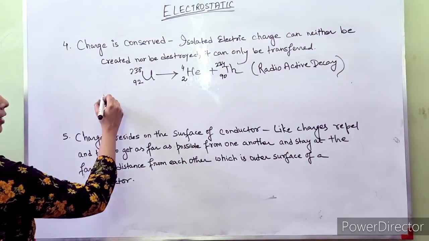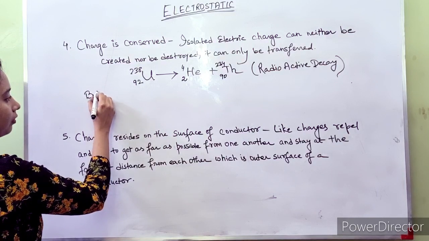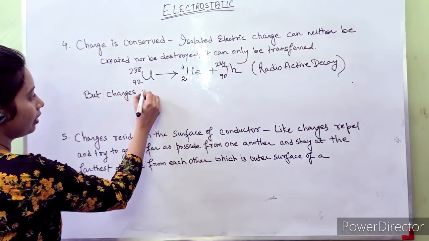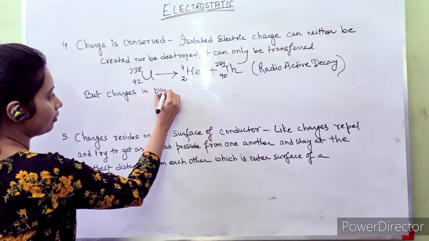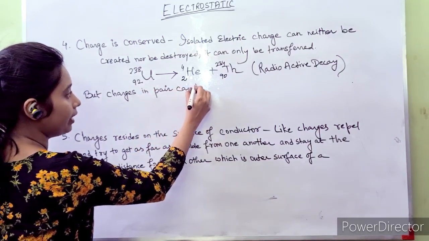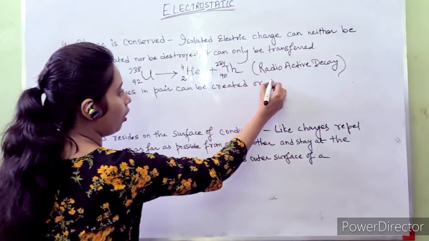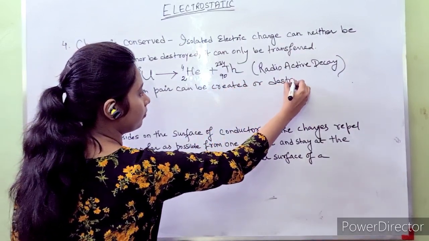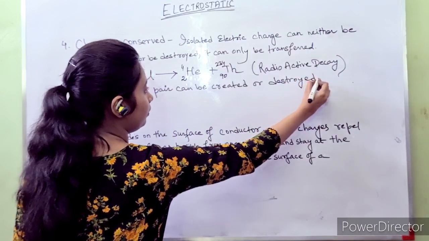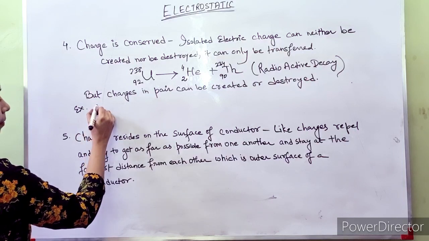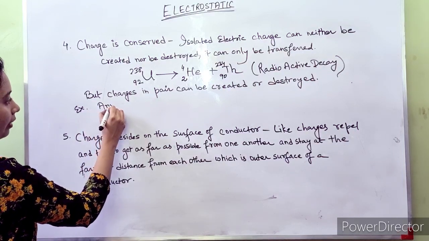But charges in pairs can be created or destroyed. Like for example, annihilation.